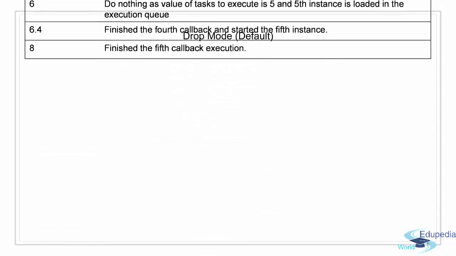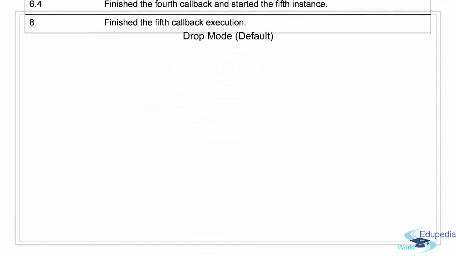Now comes the fourth second. Here the timer object tries to start another callback execution, but the queue is empty, so it pulls this fourth instance into the callback queue. So this is the fifth attempt, but it's only the fourth instance that will run. At 4.8 seconds, the third callback is finished, and the fourth instance is started, clearing the queue.